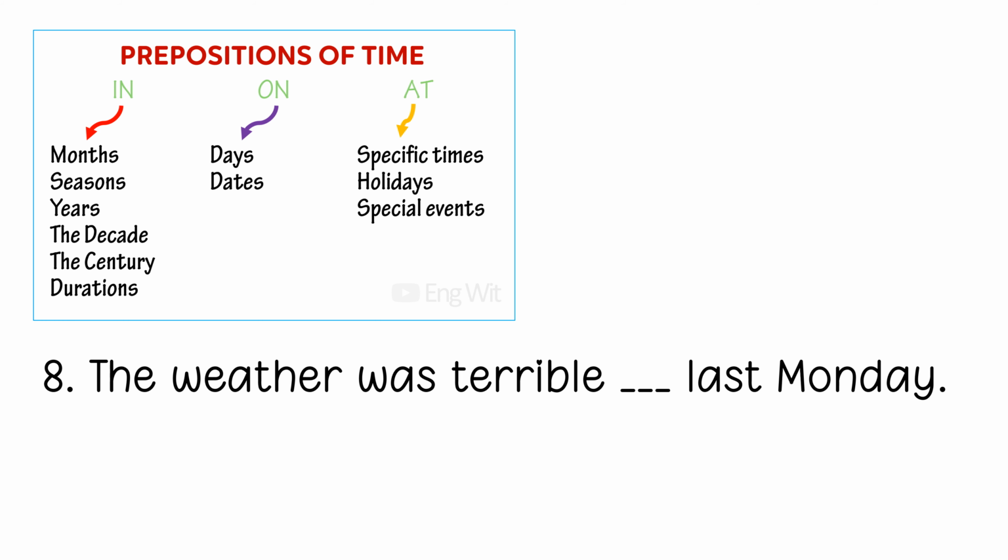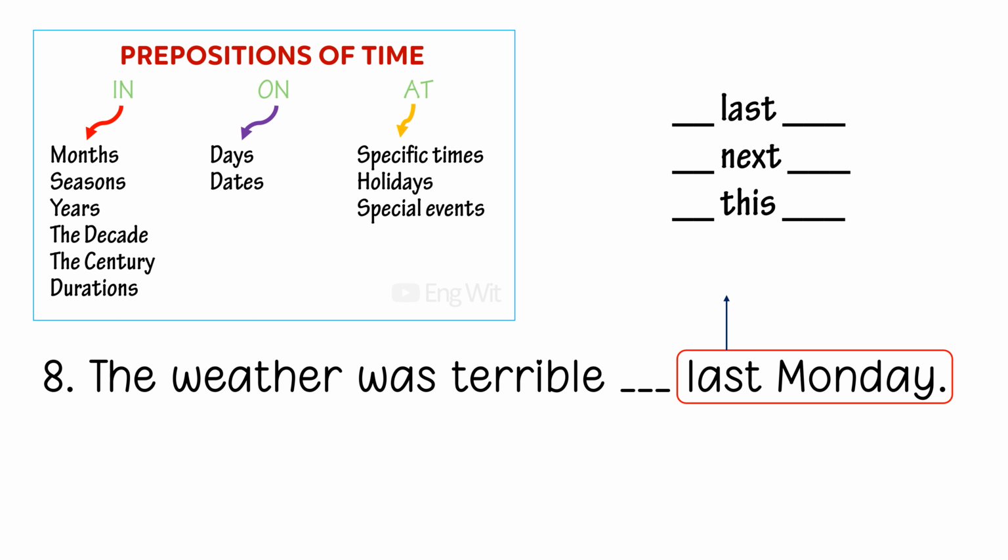The weather was terrible blank last Monday. The time indicator in this sentence is last Monday. With last, next, this, every, we don't use the time preposition before them. Therefore, the answer is, the weather was terrible last Monday.